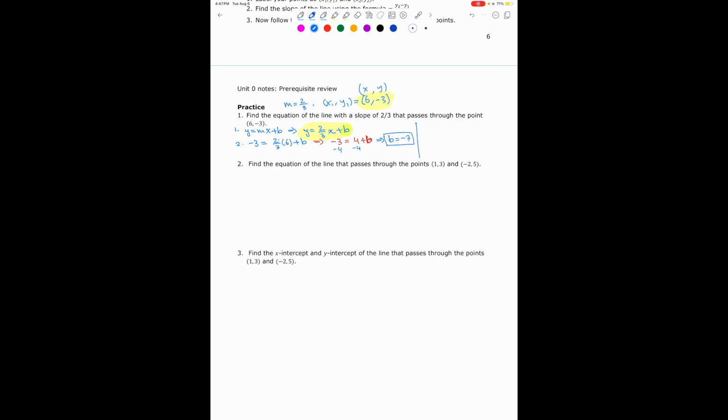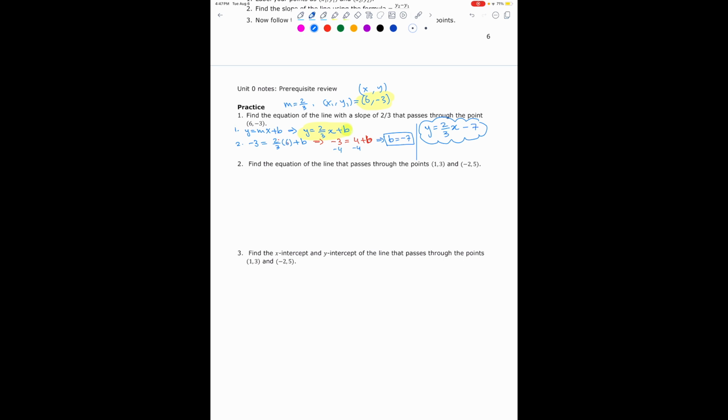Which means our equation is going to be y equals the slope 2/3 x, and then plus the y-intercept. So we can say plus -7, or we could say immediately -7. And that is basically our equation. That answers the first question.